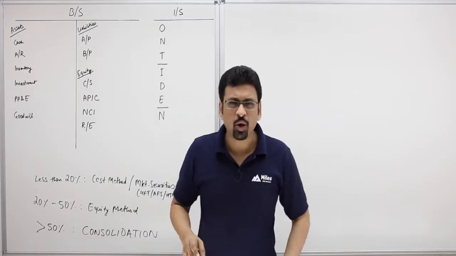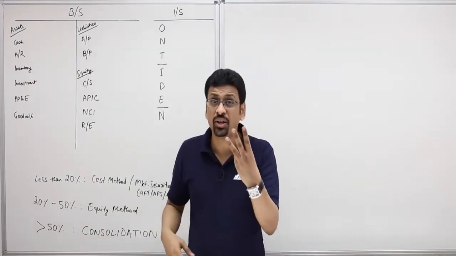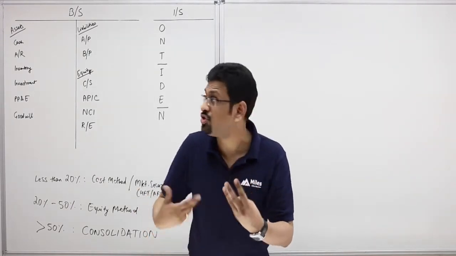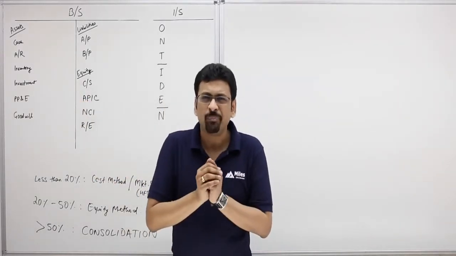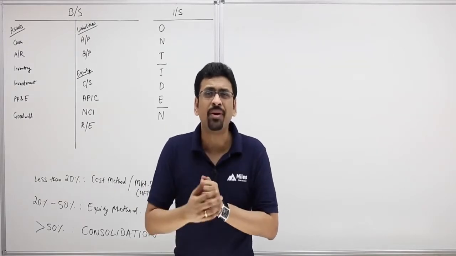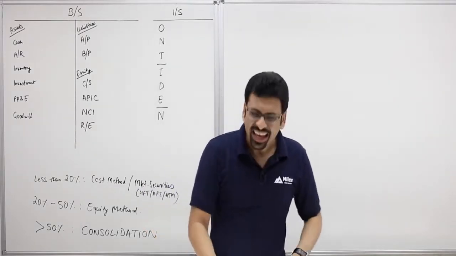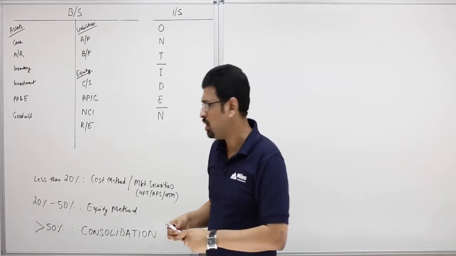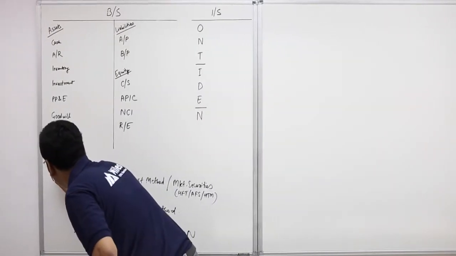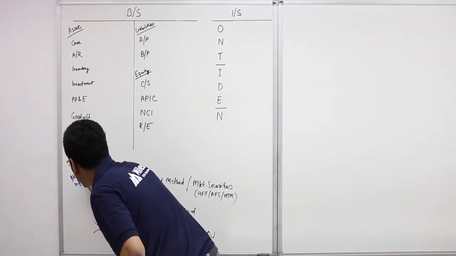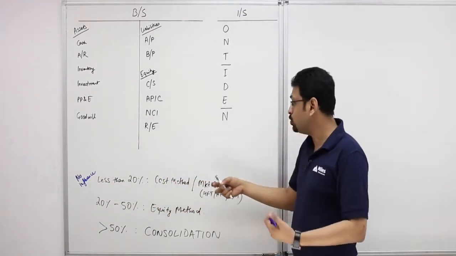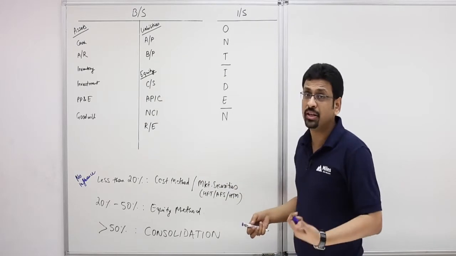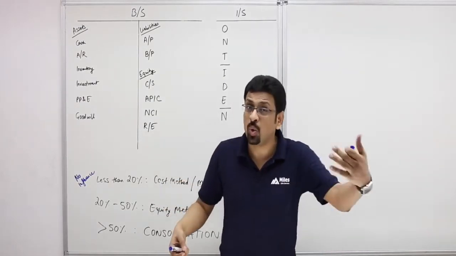So guys, if you recall, way back in FAR-3, I introduced to you the concept of investments, where I said if the investor owns less than 20% in the investee, such that he's got no influence at all, he could use the cost method, or he could use the marketable securities method if the securities of the investee were trading in the market.